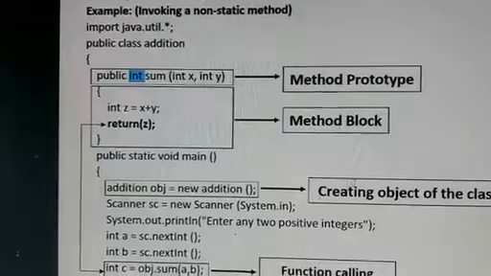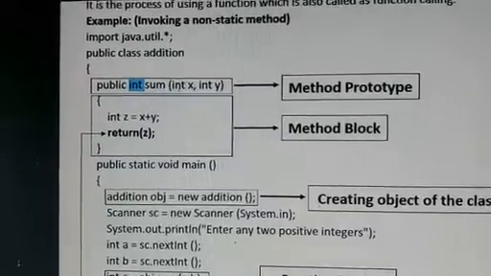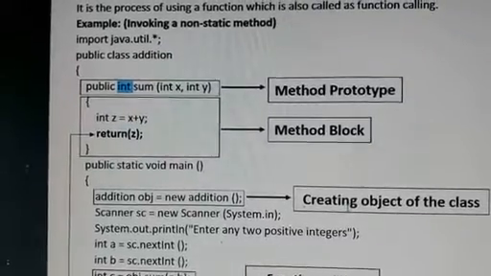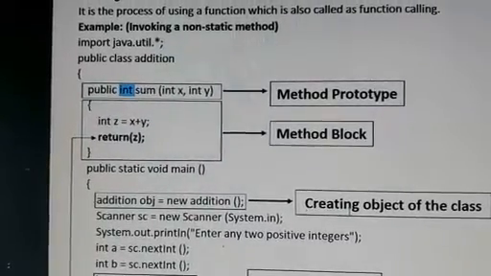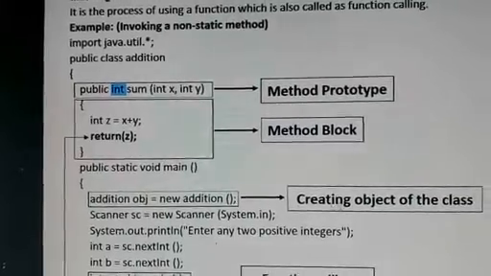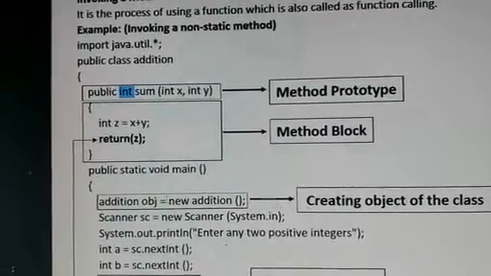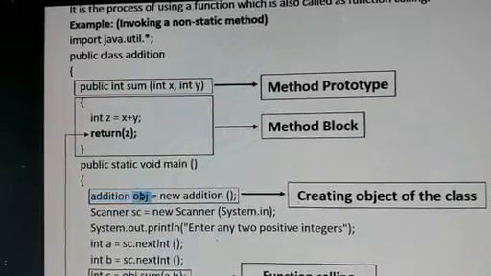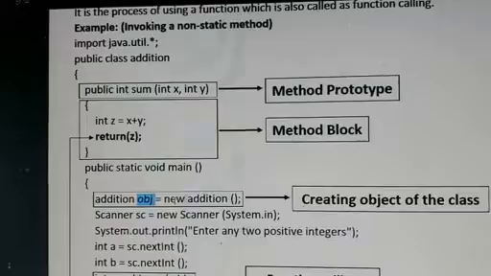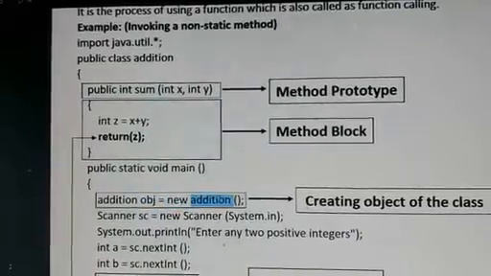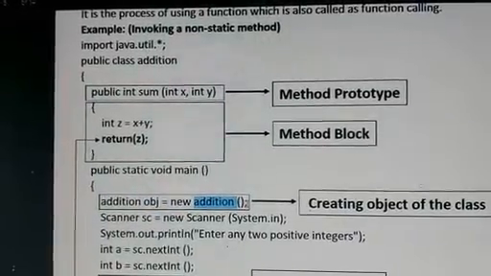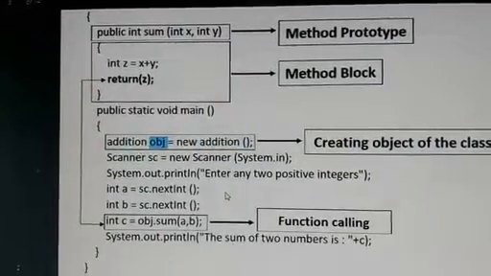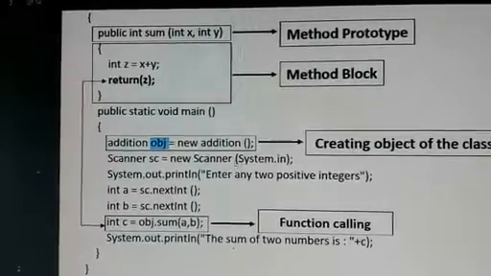Now my main function. As it is a non-static method, an object is required to call a particular method as per the rule of object oriented programming. As per the syntax of object creation: class name, object name equal new keyword, then class name, open bracket, close bracket. So here the object is created and my object name is obj. Now Scanner s = new Scanner(System.in).